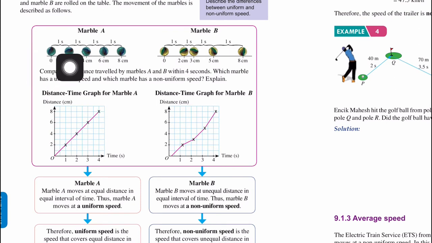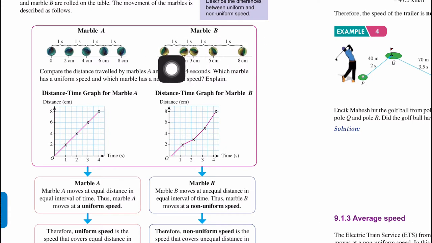The distance between each marble is constant, right? 2 cm, 2 cm, 2 cm, 2 cm. And for time, between each marble, the distance travelled is 1 second, 1 second, 1 second, and 1 second. And for marble B, perjalanan dia setiap saat ni, each second is different.